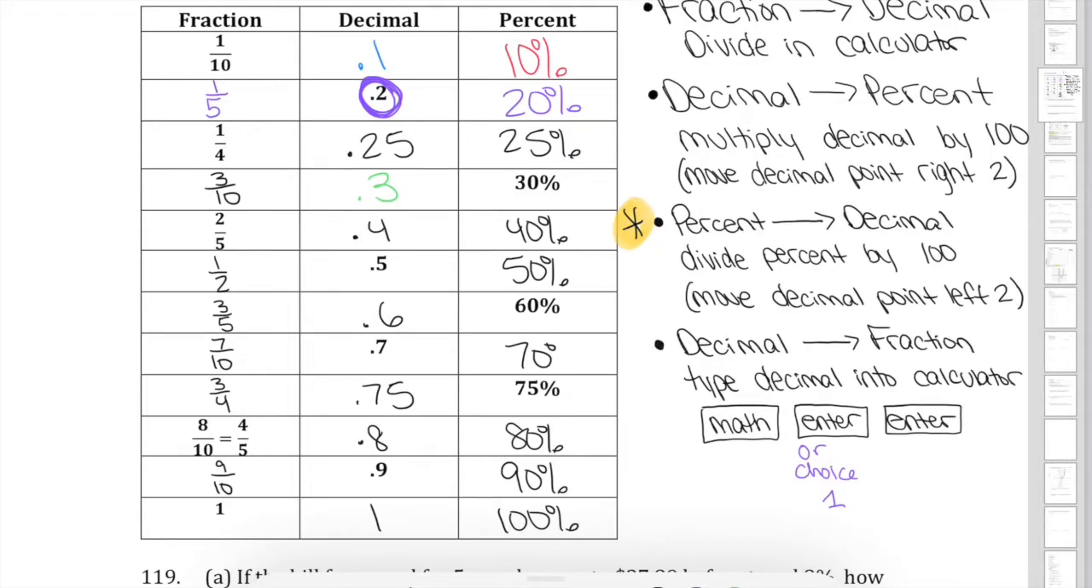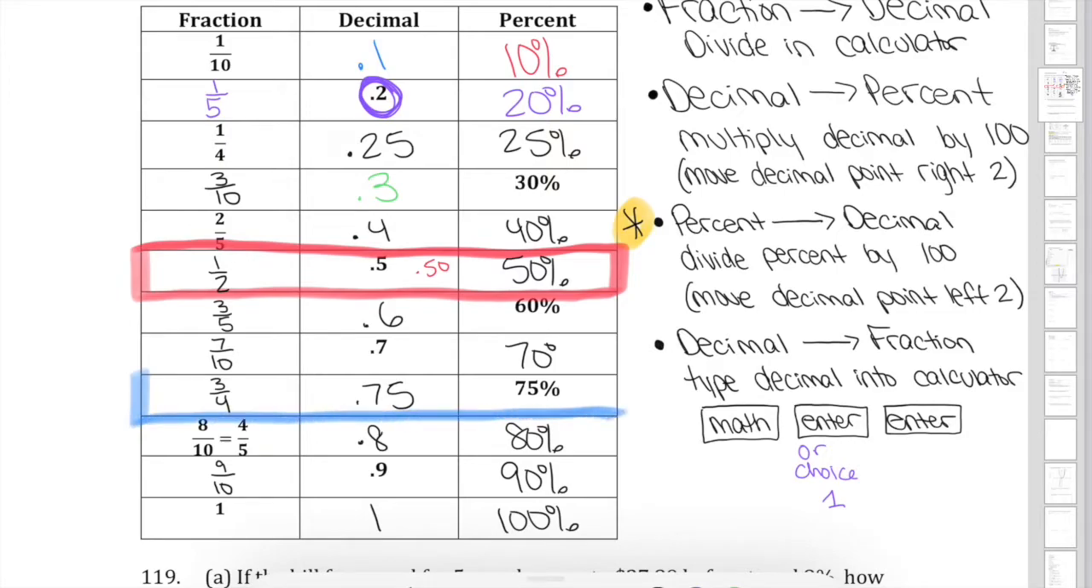Okay, some that might have been more familiar and easier to you were probably like 1/2 is obviously 50%, because 50 out of 100 is half. 0.5, if you want to think about it like money, is like 50 cents, which is half of a dollar. That's always a nice way of looking at decimals for sure. 3/4 is otherwise known as three quarters. That's 75%, or 0.75 when you scoot that decimal point 2 places to the left.